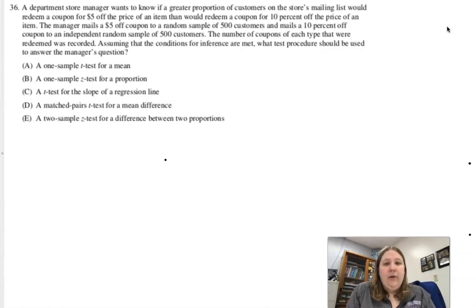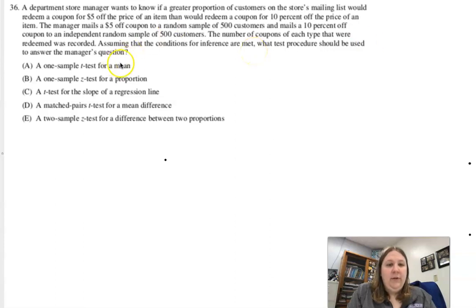Okay, so first one here, we have two different populations. So one for each type of coupon, so the $5 off versus the 10% off. And they want to know basically the proportion that were used. So they send it out to 500 customers. What proportion of those customers actually use the coupon?